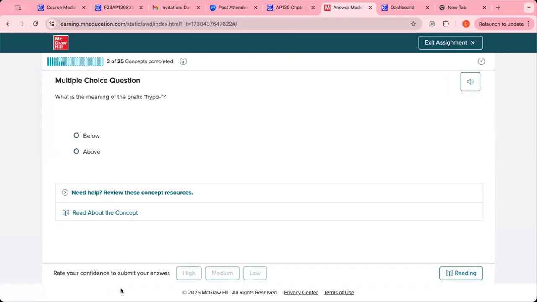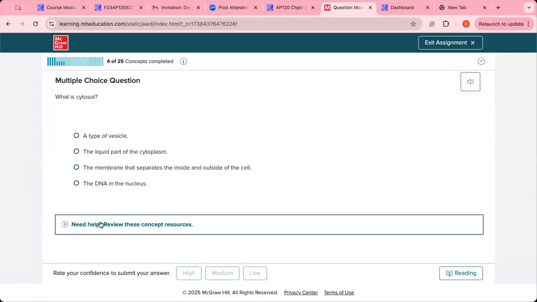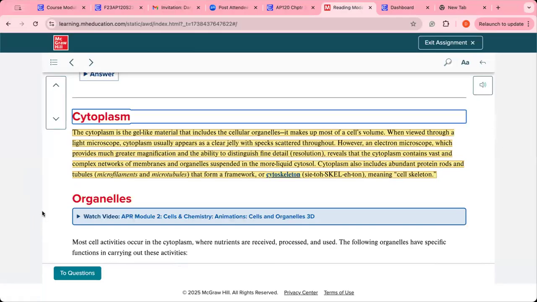Okay, let's go on to, okay, hypo. Which one is it? Below. Right. Oh, good. Okay. What is cytosol? A type of vesicle, the liquid part of the cytoplasm, the membrane that separates the inside and outside of the cell, or the DNA in the nucleus. Cytosol. Okay.